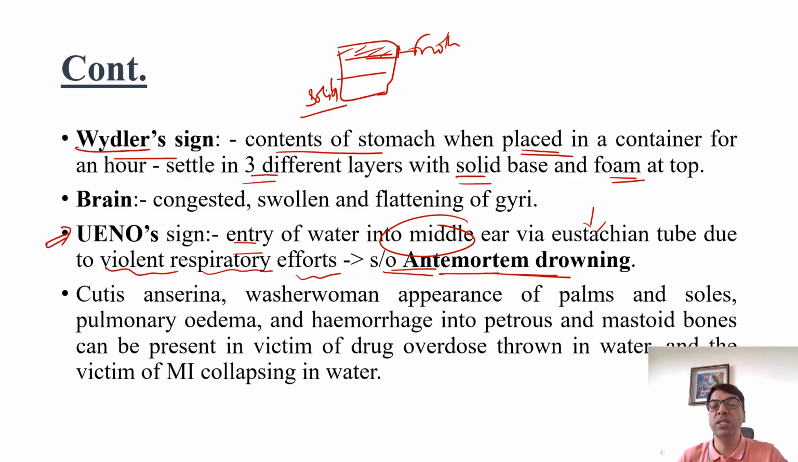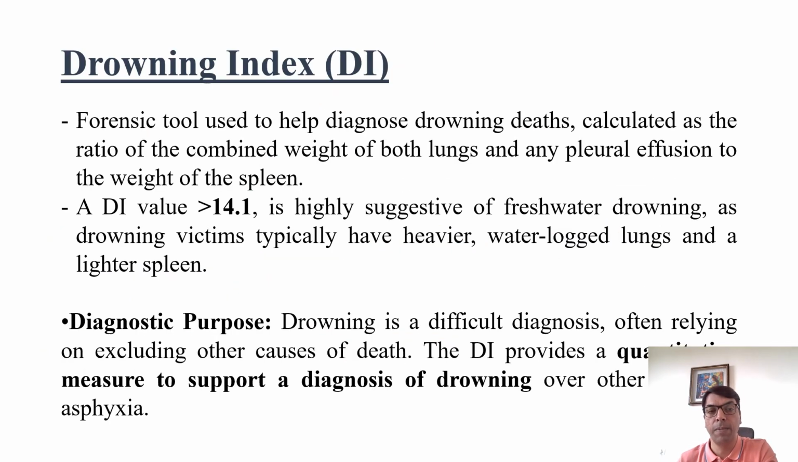Then finally some words about the cutis anserina, washerwoman's appearance of palm and soles, pulmonary edema and hemorrhage into the petrous or mastoid bones. They can be present in a victim of drug overdose thrown in water or a victim of MI collapsing in water. That means the individual was already dead while coming in contact with the water body, or had a drug overdose. So these things, one, cutis anserina, second, washerwoman's appearance, and third, hemorrhage, are not an indicator of antemortem drowning.